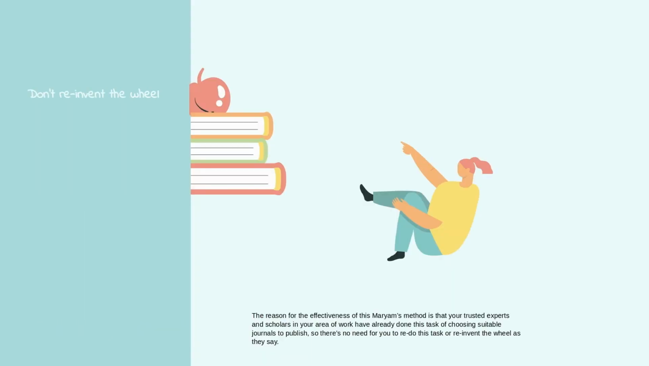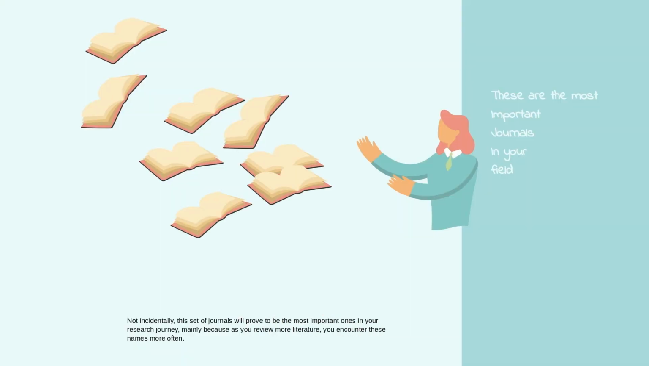The reason for the effectiveness of this Mariam's method is that your trusted experts and scholars in your area of work have already done this task of choosing suitable journals to publish, so there is no need for you to redo this task or reinvent the wheel, as they say. Not incidentally, this set of journals will prove to be the most important ones in your research journey, mainly because as you review more literature, you encounter these names more often.